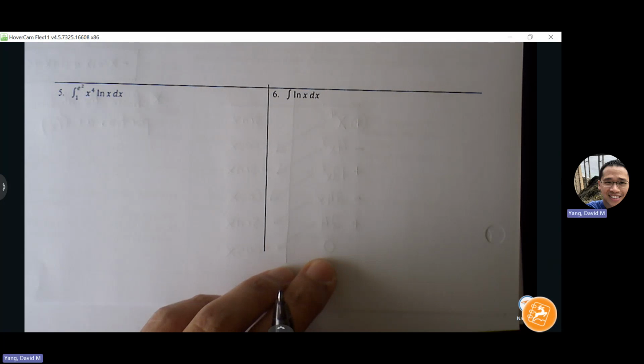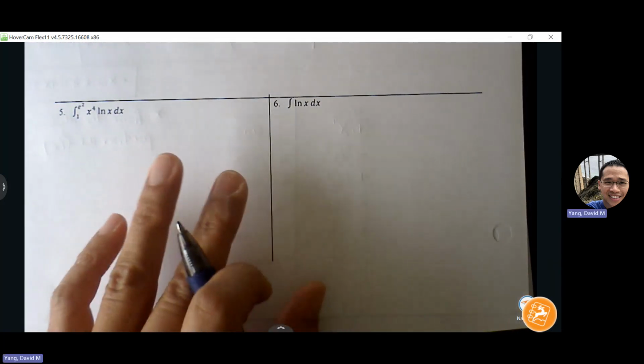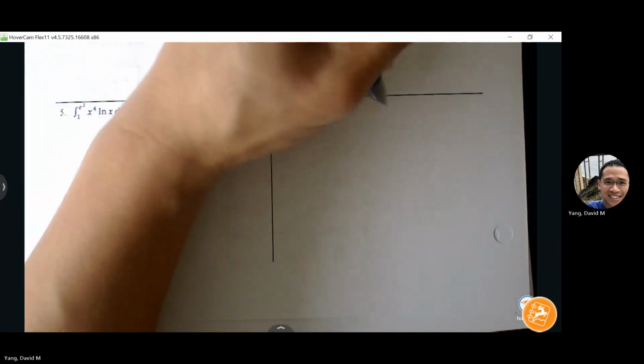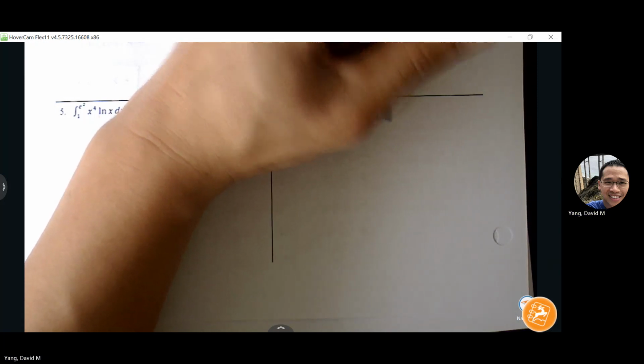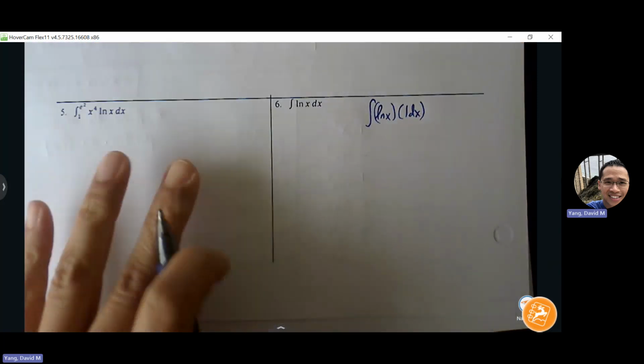Okay, everybody good with number 4? Okay, number 6. Number 6, it doesn't look like there's 2 expressions here. It looks like there's just natural log of x. But I can always make it natural log of x times what? Times 1, right? So I'm going to treat 1 like my quote-unquote polynomial algebraic.